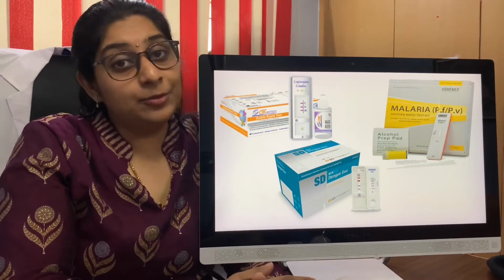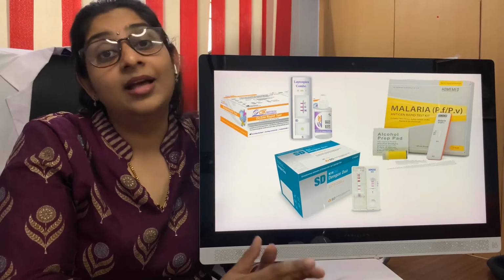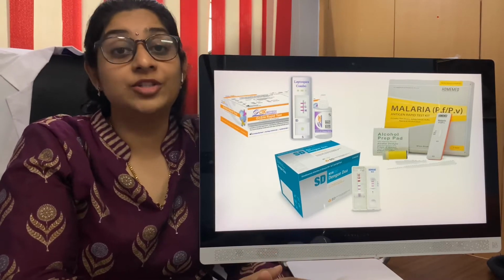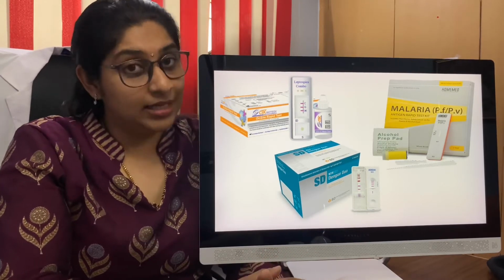The third one is leptospirosis. You get Lepto IgG and IgM cards in the same pack. This is about the tropical diseases, and these three are the most common cards which have to be available in your diagnostic center if you are practicing in India.